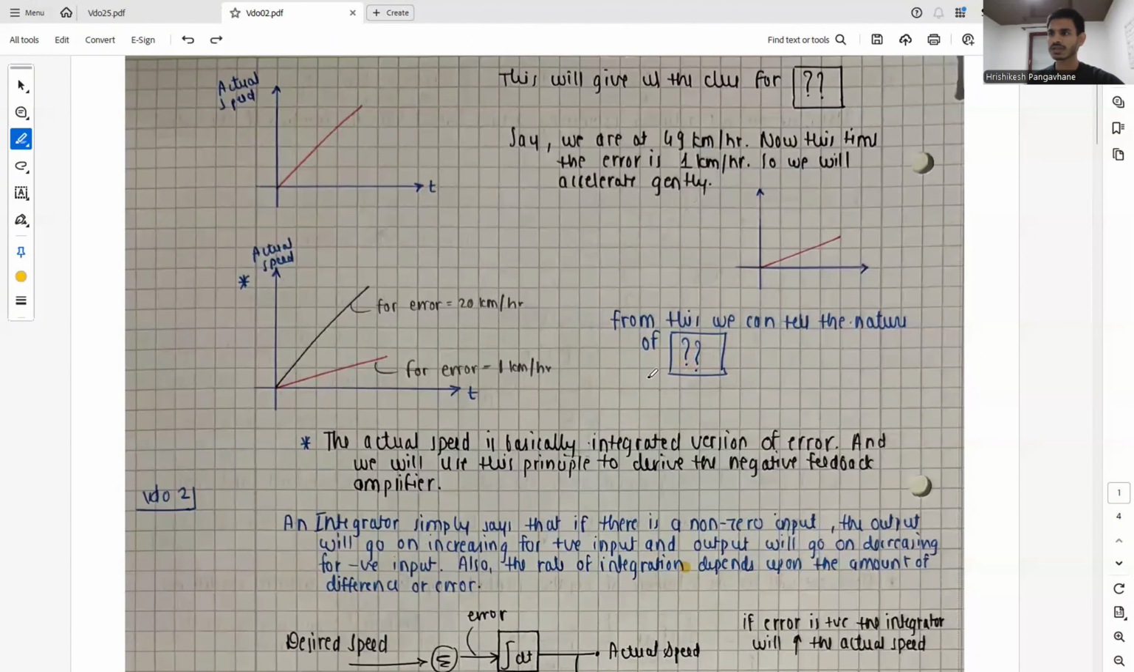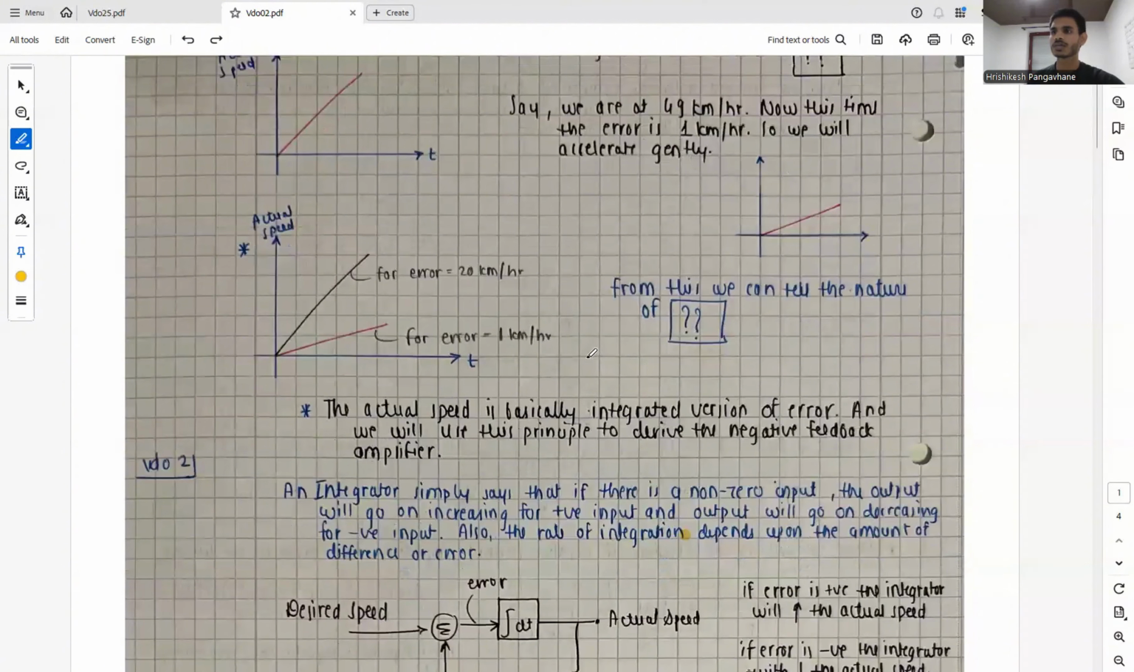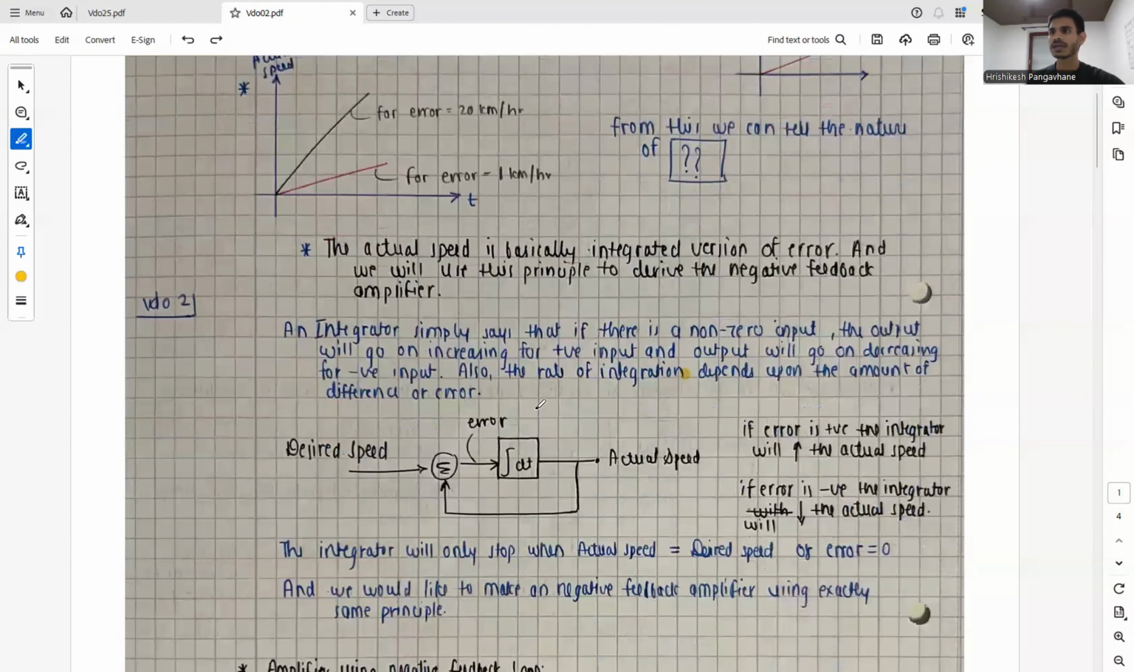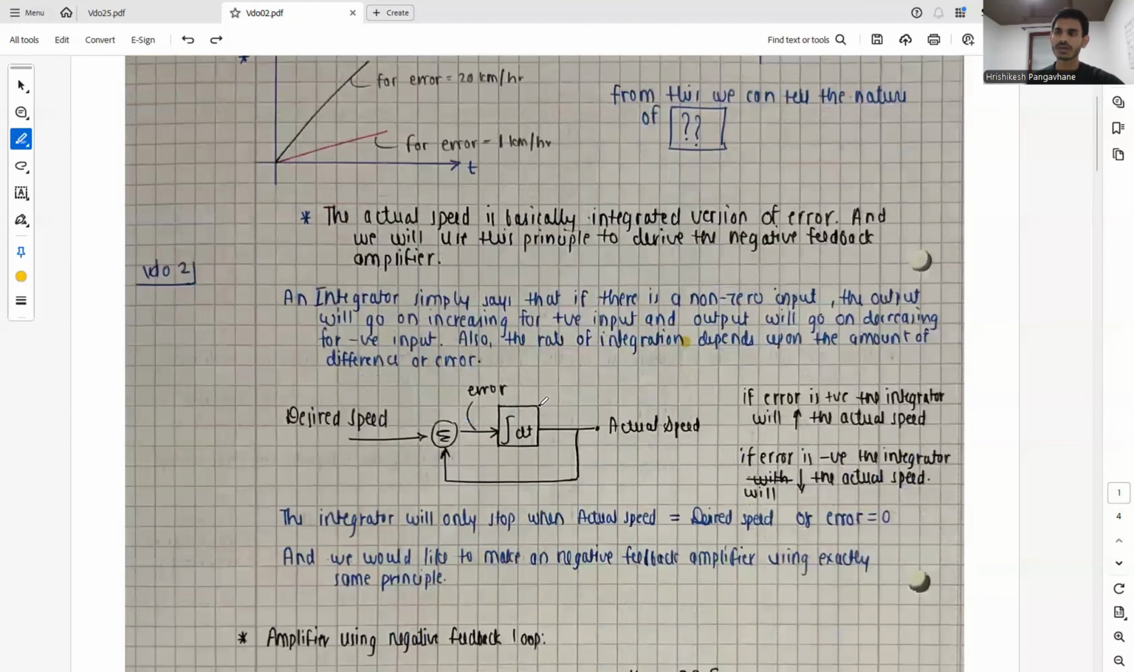So the actual speed is, as we said, basically nothing but the integrated version of the error. And we will use this principle to derive the negative feedback amplifier. So basically, in this video, we will first look at the definition of an integrator.